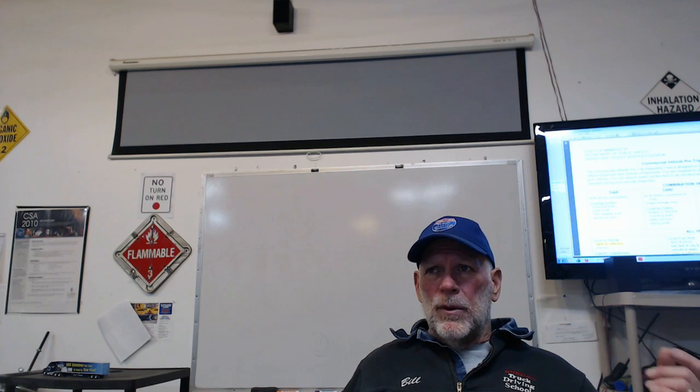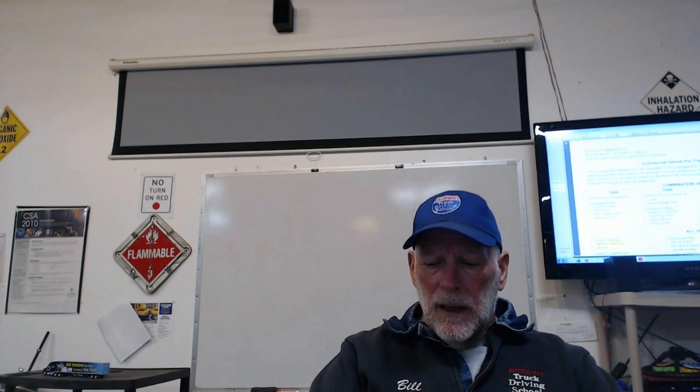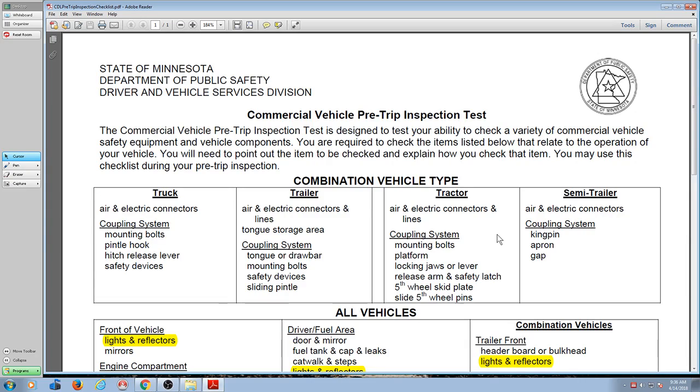Locking jaws, remember you can't see the locking jaws unless you go underneath the vehicle. Don't go underneath the vehicle. Take your stick and point underneath the vehicle. Tell them that's how it's done. But then when you're talking about locking jaws, I would use this motion. I would say, I'm checking to make sure the jaws are locked on that kingpin thingy, do that.